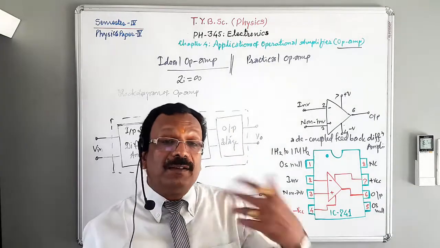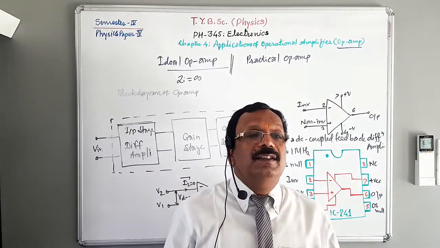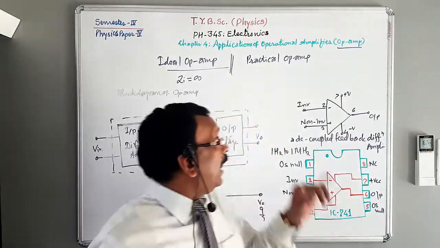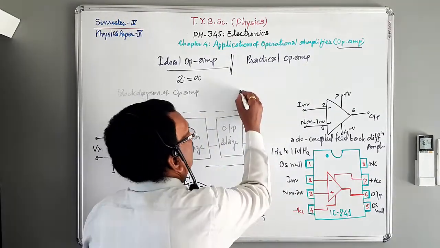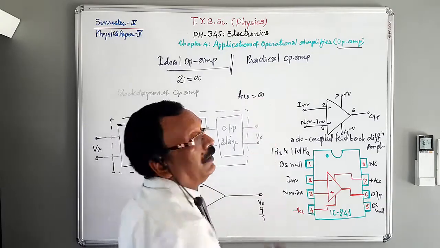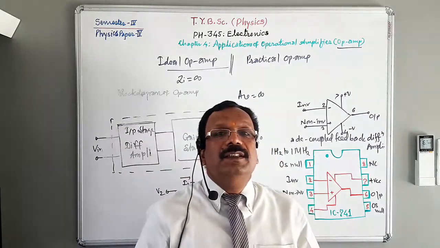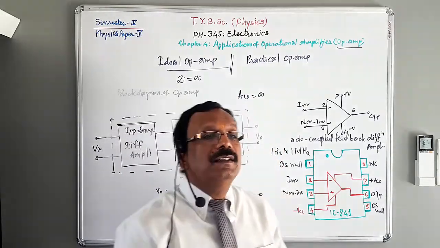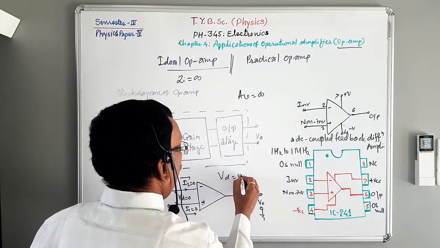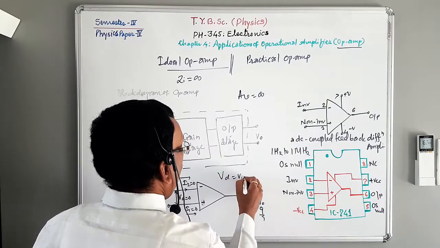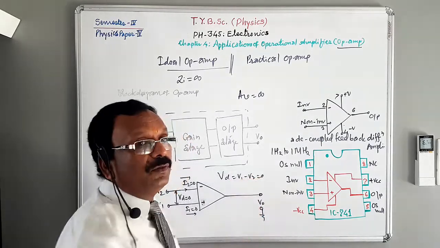Then the third parameter, voltage gain. An ideal op-amp has infinite voltage gain, AV is equal to infinite. Hence, the input difference, that is VD, is equal to V2 minus V1 or V1 minus V2, is equal to 0.